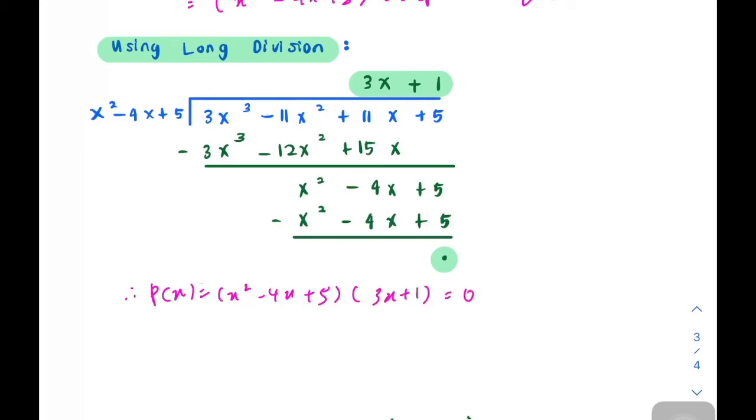So let's solve this, equal to 0, and just make a straight line here. So from this factor, you may find the zeros that you built just now, 2 plus i and 2 minus i, and from your quotient here, you may find your x, which is negative 1 over 3. So that is your answer. Altogether, you have 3 zeros.